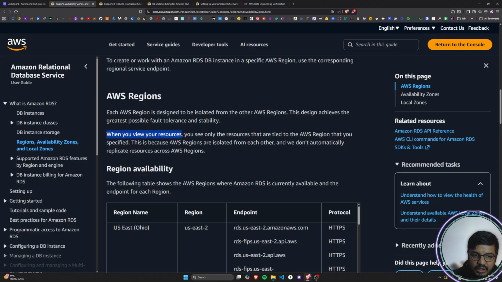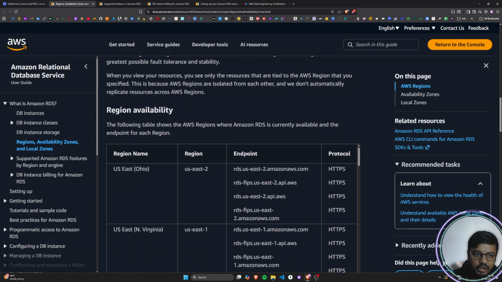When you view your resources, you see only the resources that are tied to the AWS region that you specify. It is because AWS regions are isolated from each other and we don't automatically replicate resources across the AWS regions, right? Now comes the region availability. The following table shows the AWS regions where Amazon RDS is currently available and the endpoint for each region.